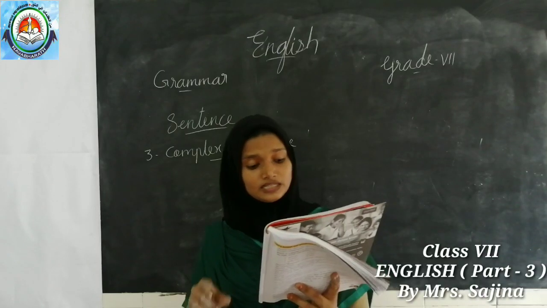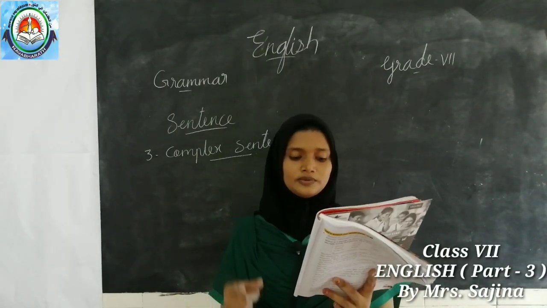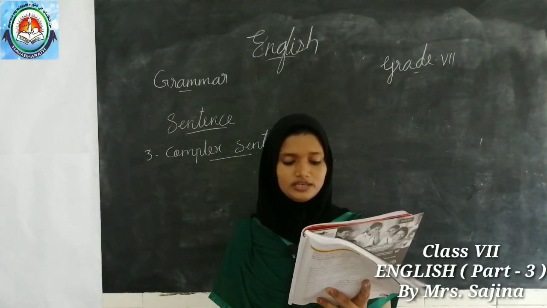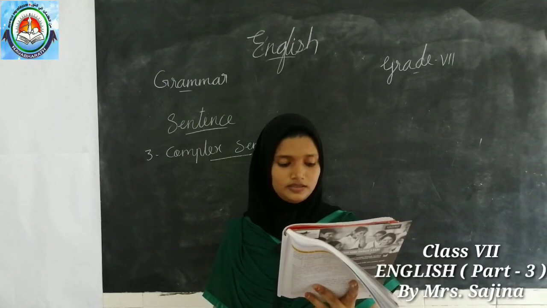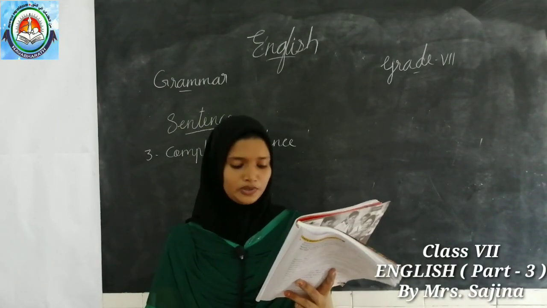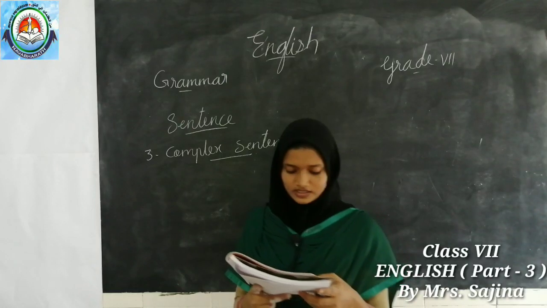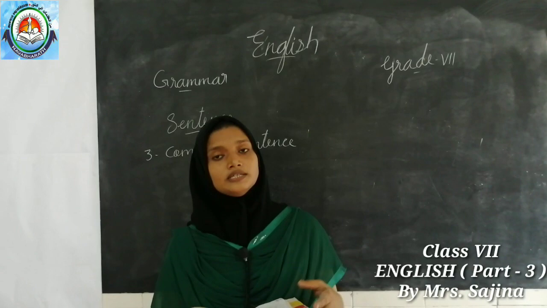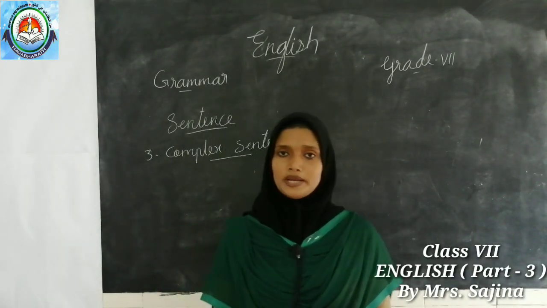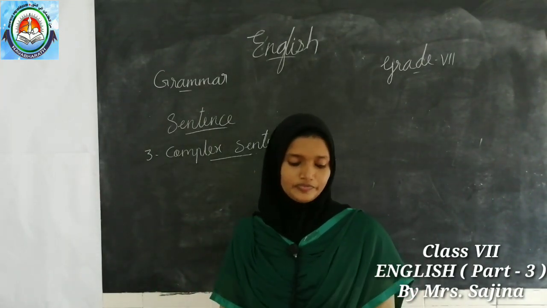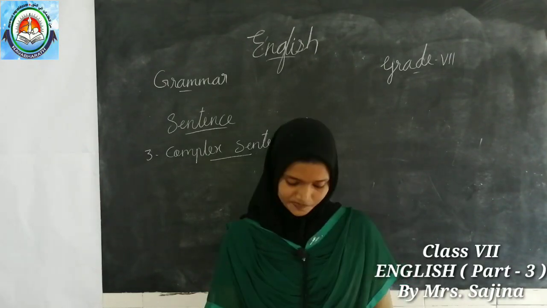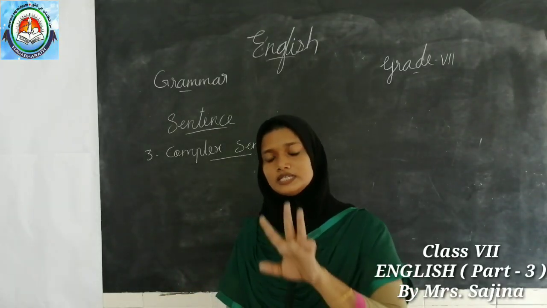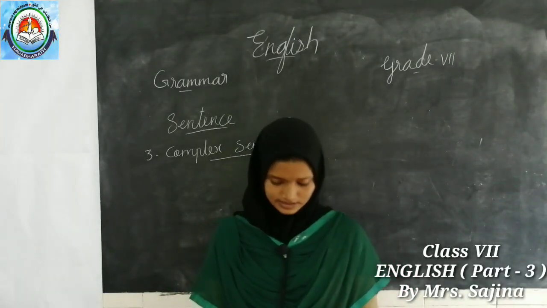Then ninth one, as soon as we occupied our seats, the play began. Okay. That is a complex sentence. We can see one main clause and one subordinate clause. Then tenth one, Sunil has accepted the poorly paid job because he needs it badly. That is a complex sentence. Okay. Now I think all have cleared sentences. Which are the sentences? Simple sentence, compound sentence and complex sentences.